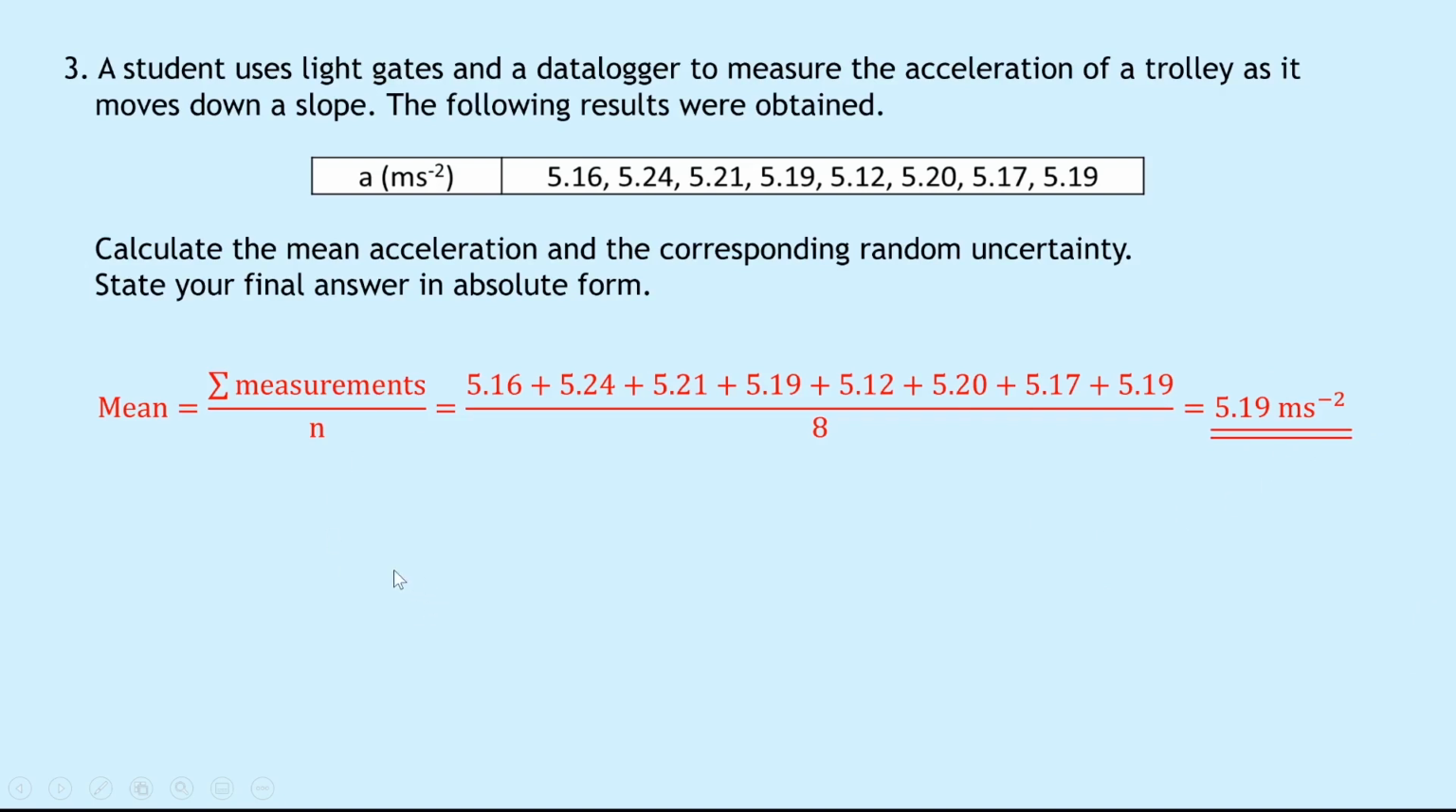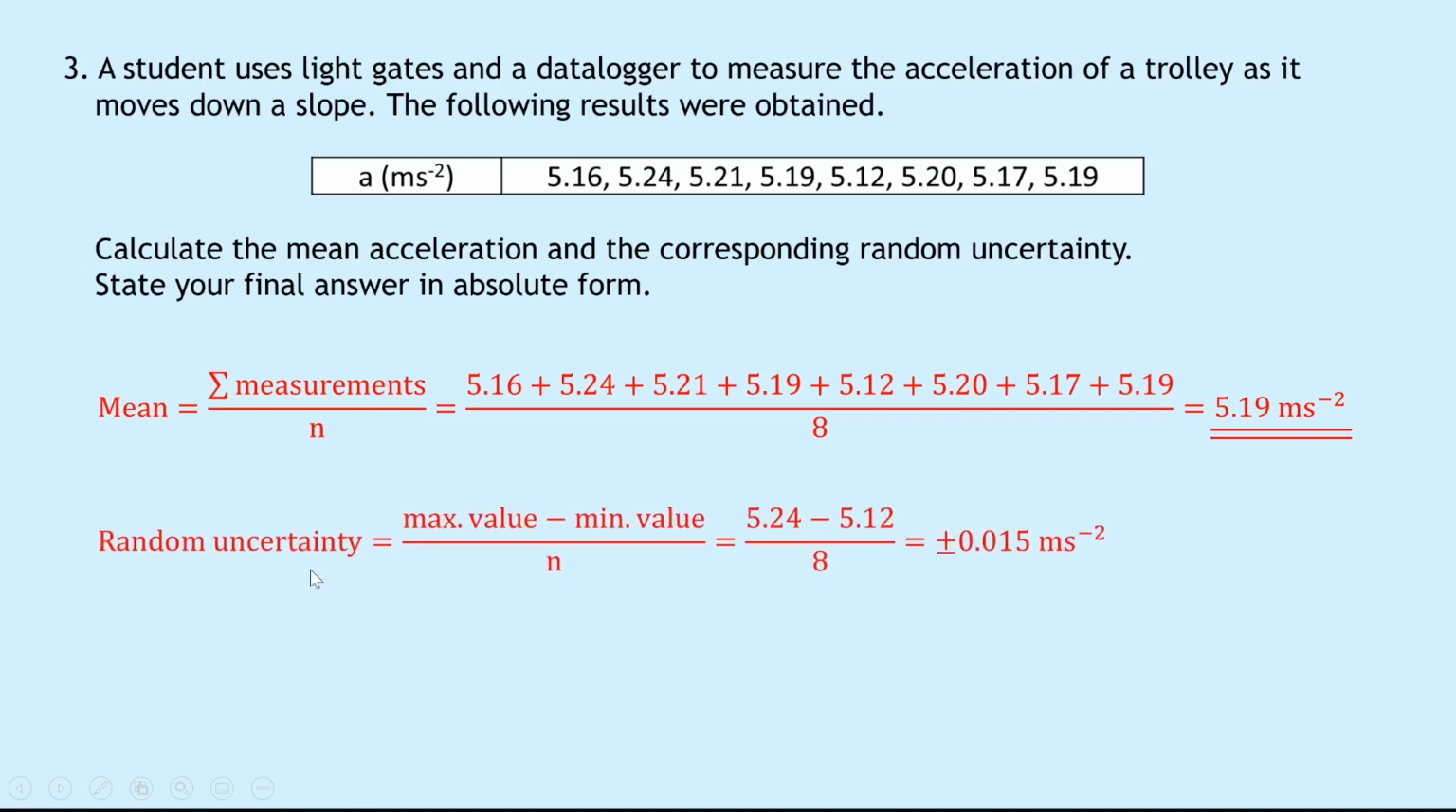The random uncertainty in this is then given by random uncertainty equals maximum value minus minimum value over n, which gives us 5.24 minus 5.12 divided by 8, and this gives us an answer of plus or minus 0.015 meters per second squared. Now this is 2 significant figures, but that's okay. And stating this in absolute form, we have 5.19 plus or minus 0.015 meters per second squared.